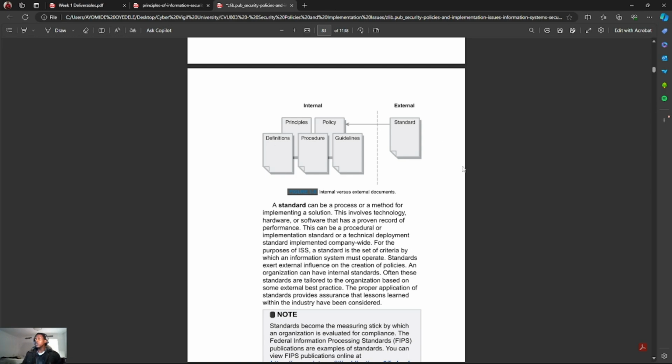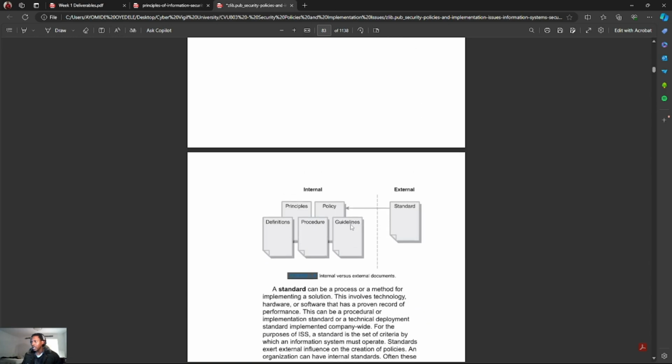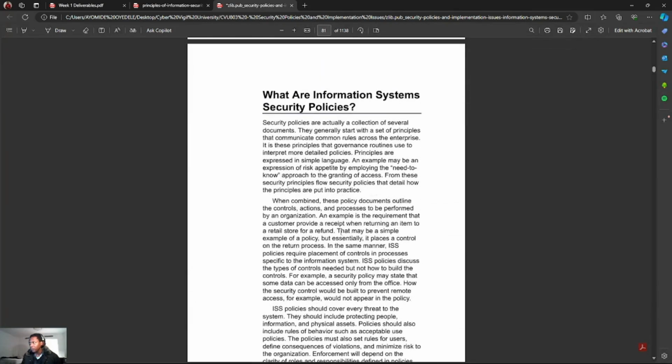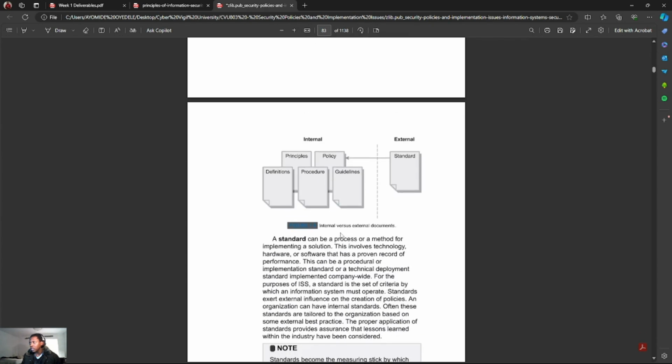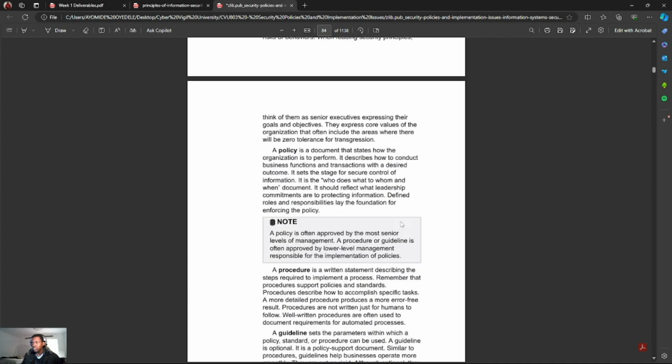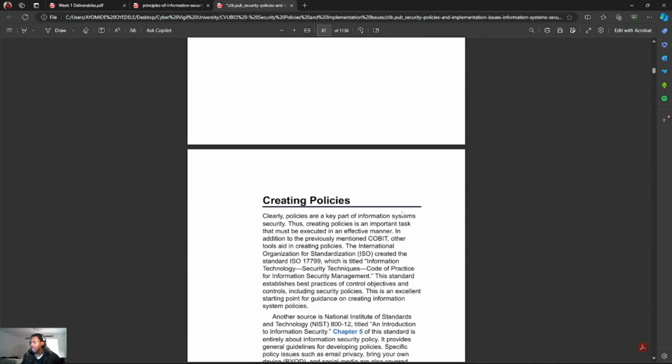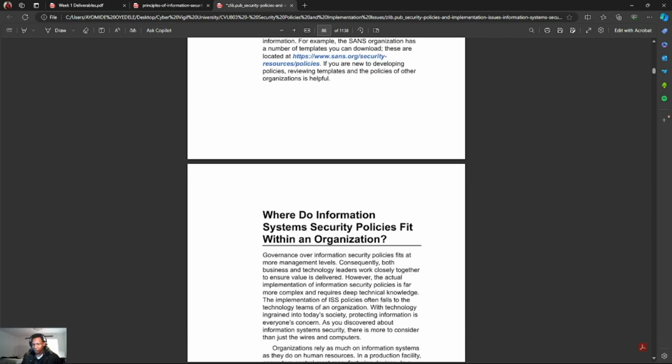So now governance is guided through things, and one of the principles I want you to understand is that we're now looking at information security policies, broken down into internal and external. Internally we have principles, policies, definitions, procedures, and guidelines, and then externally we have standards. All these are put together to ensure that the business objectives are being met.